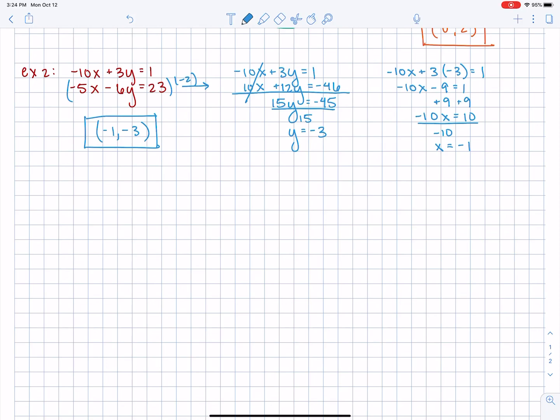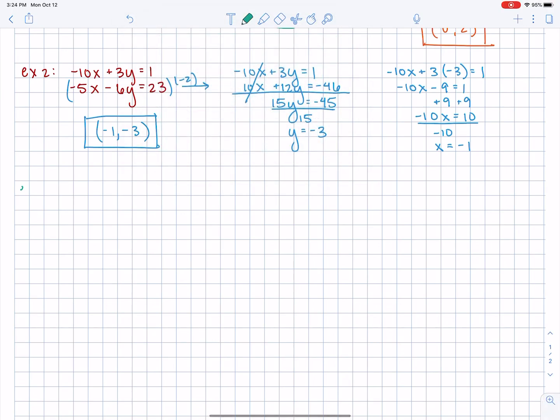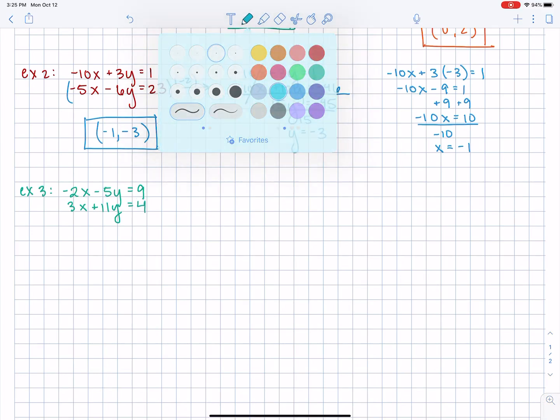So there's one more option, which is that you might have to multiply both of your equations. So let's work through one more example here. Negative 2x minus 5y is equal to 9, and 3x plus 11y is equal to 4. As I'm looking at these, I'm quickly going to say, okay, negative 2 and 3, there's nothing that I can multiply negative 2 by to get to 3. I can't multiply negative 5 to get to 11. So we're going to have to multiply a few things here.